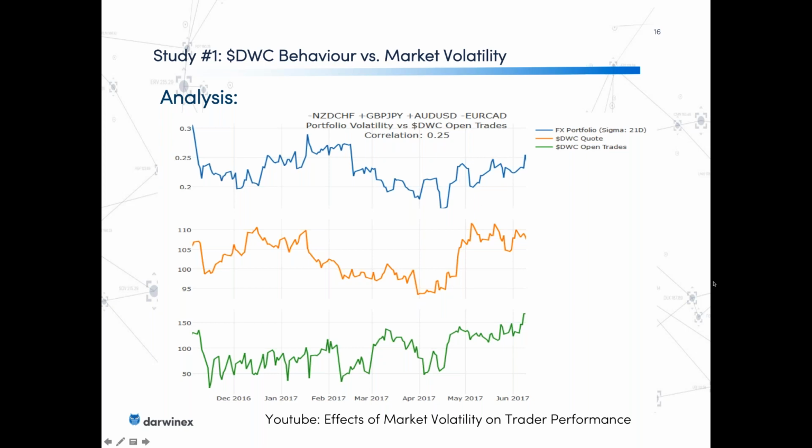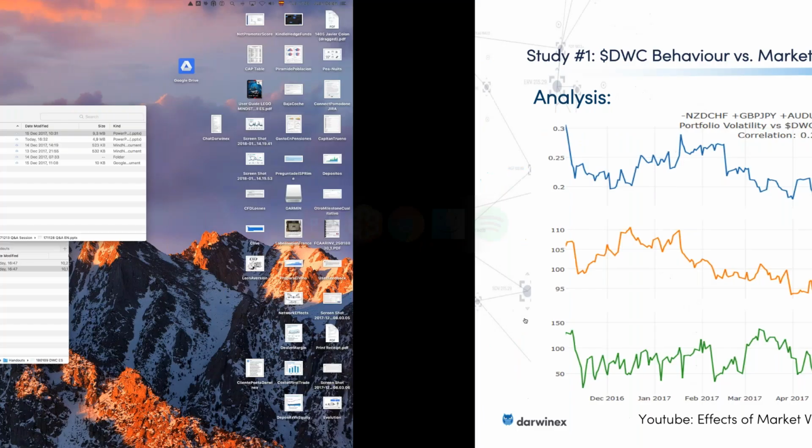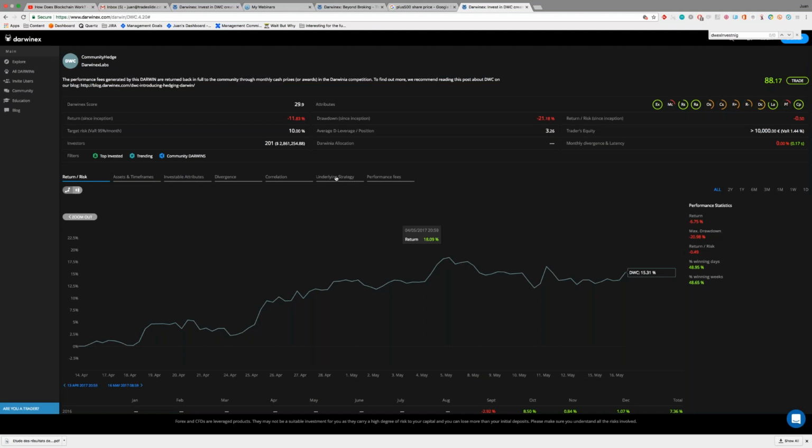So if any of you guys is fancying a trading strategy built on it, we think, I mean, we don't know yet, but we think these are the 3 core variables you need to take into account. Okay, the volatility of the market, which you can observe outside, the quote of the DWC, which you can observe publicly on the Darwinics website, and also the number of open trades, which you can see in the underlying strategy.